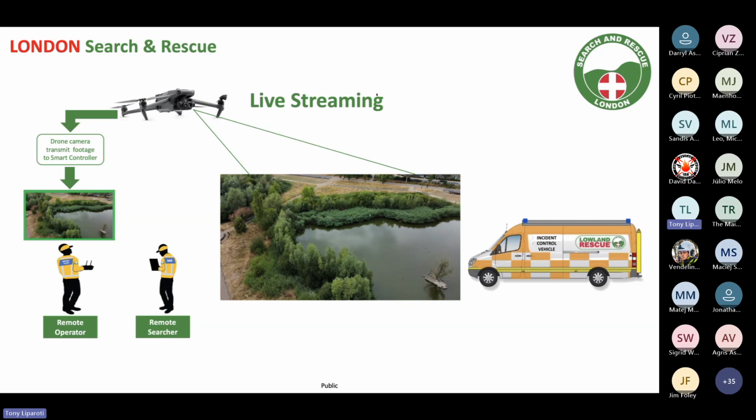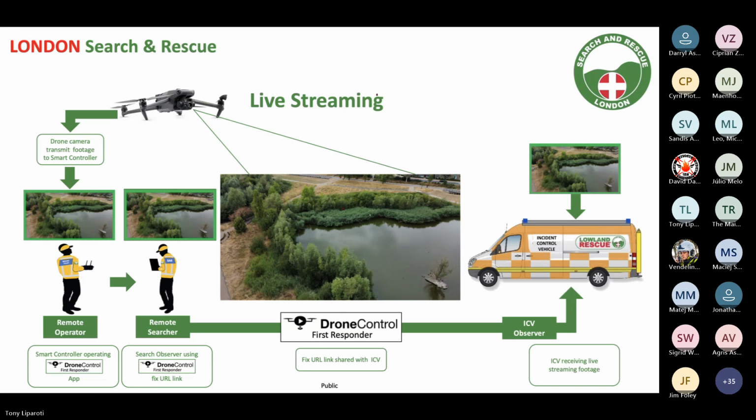We utilize a company called Drone Control. Drone Control gives us this capability when it's activated, and we are talking about a URL link that the Drone Control first responders has created as a third-party app, where you can fly the drone and operate the live streaming through a drone system. When it's activated, the remote searcher has full view of what the drone is searching.